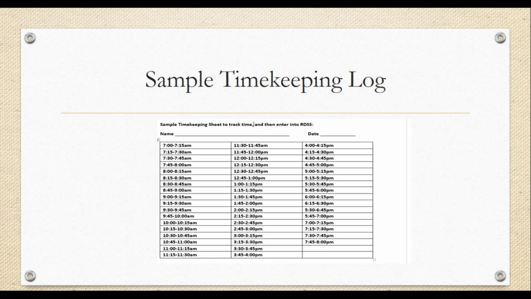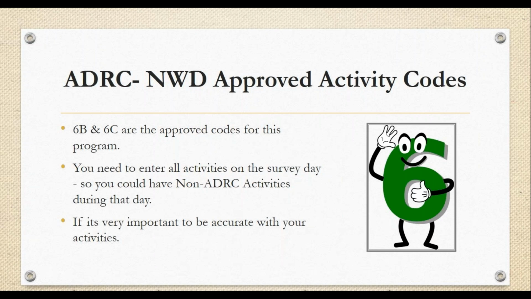Here is an example of just a sample timekeeping log. It doesn't have to be complex. We just need to have the 15-minute increments, and we need to have the same codes that are used in RDSS. So, as I mentioned, 6B and 6C are the approved codes for this program. It is really important to be accurate on the day of the survey. So if you have a fluke day, please give me a call, and then we can work on how to better capture your activities for 6B and 6C.